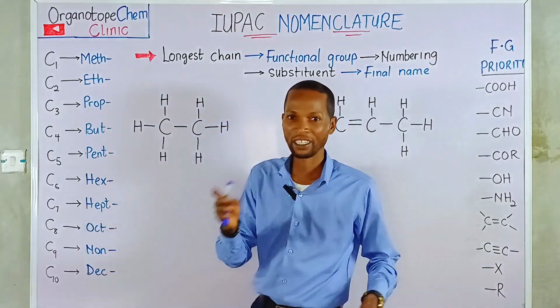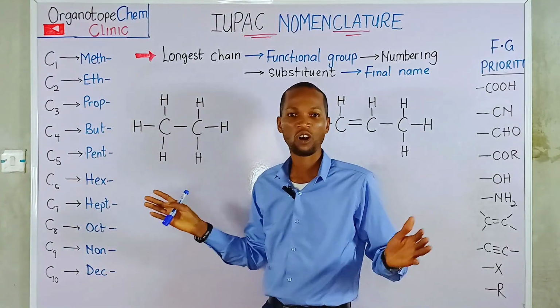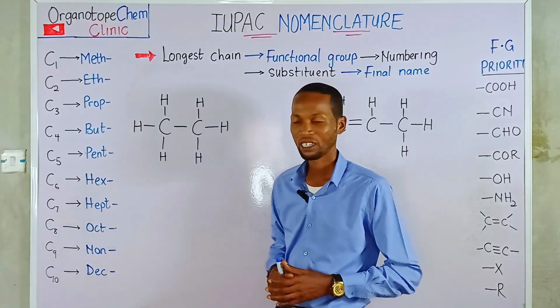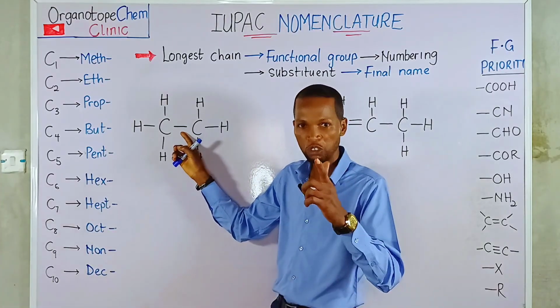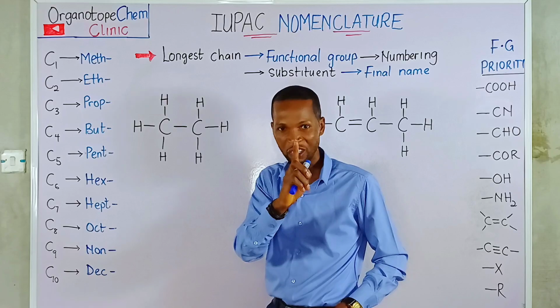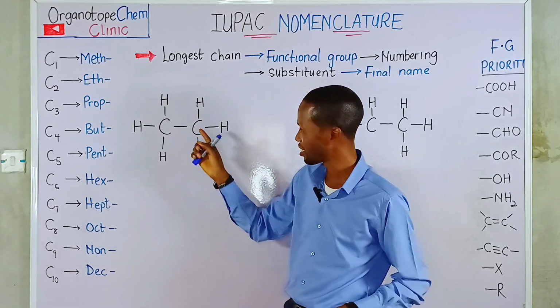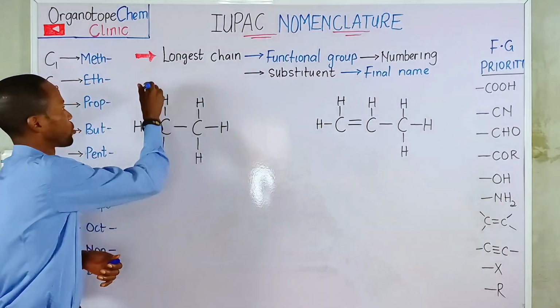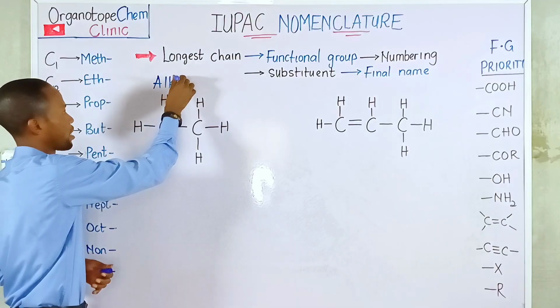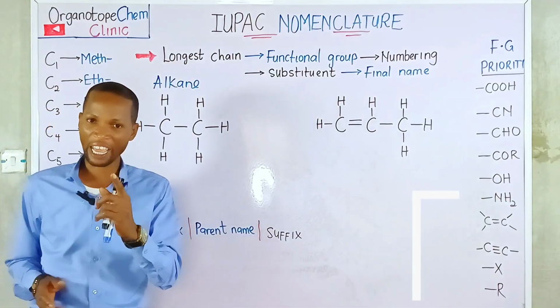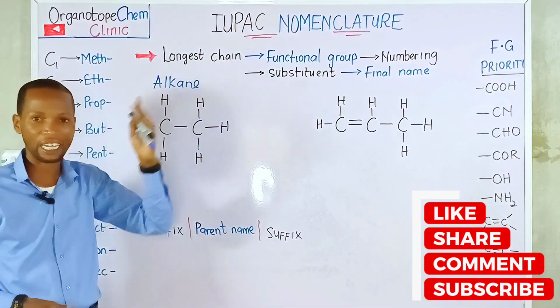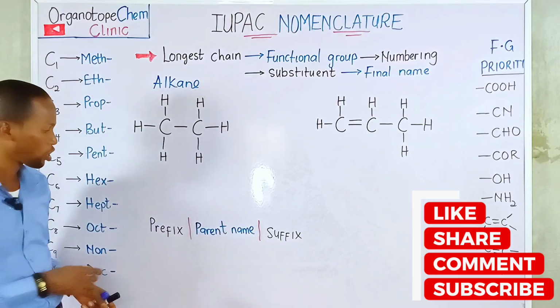Make sense? Alright, this compound is a member of which class of organic compound? No double bond, no triple bond, just a single bond. That's right, it is an alkane. So we have it as what? Alkane.